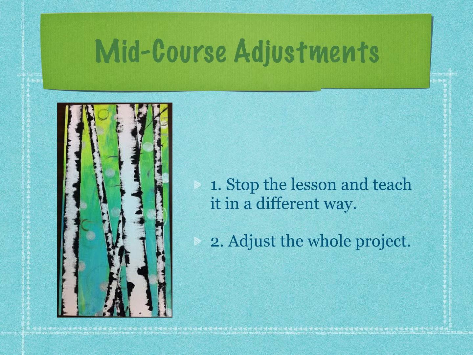The second one is adjust the whole project. Sometimes when I create a project, I can overestimate the time that it will take for my students to finish. Occasionally, I will need to tweak certain aspects of a project to fit the allotted time frame. If it is only a few students who are falling behind on a project, I will have them visit me during their free time to finish.